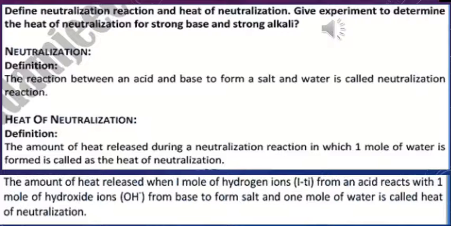Clear? The second definition is the amount of heat released when 1 mole of hydrogen ions, H positive, from the acid reacts with 1 mole of hydroxyl ions, OH negative, from the base to form 1 mole of water. That is called the heat of neutralization. It means that 1 mole of H positive ion reacts with 1 mole of hydroxyl ion to form 1 mole of water, and that heat is known as the heat of neutralization.